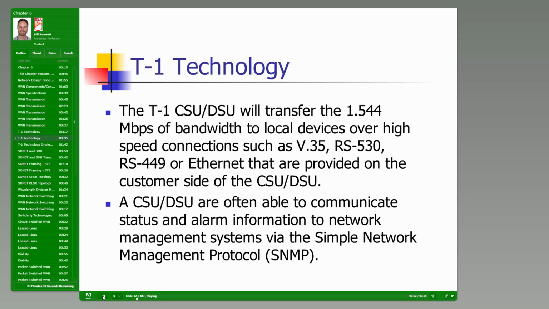Of course, the T1 CSU DSU is going to transfer at 1.544 megabits per second, and usually it's connected to local devices over higher speed connections such as V.35s, RS530s, or RS449s, or most commonly Ethernet. A CSU DSU is often able to communicate status and alarm information to various network management systems using the Simple Network Management Protocol, or SNMP. We'll take a look at that protocol later on when we get to the management chapter.